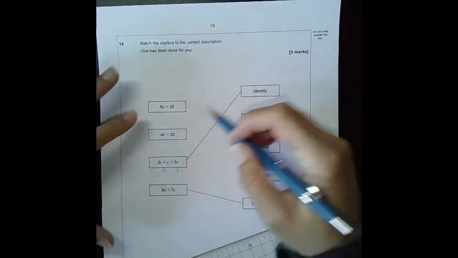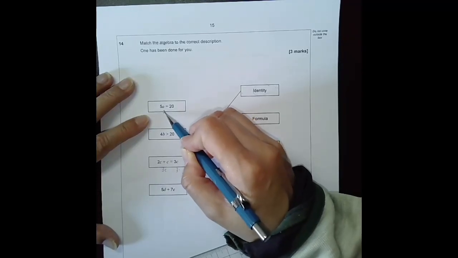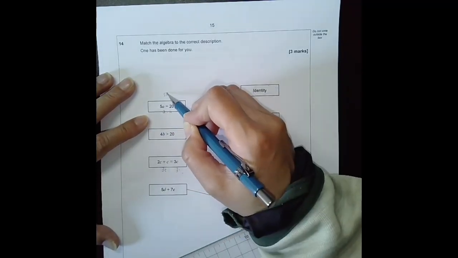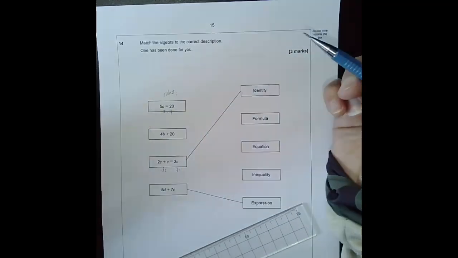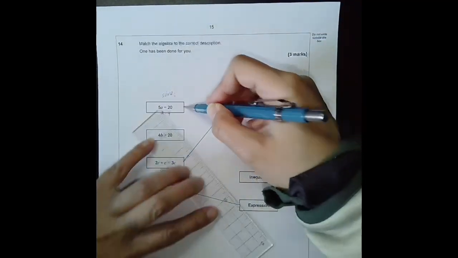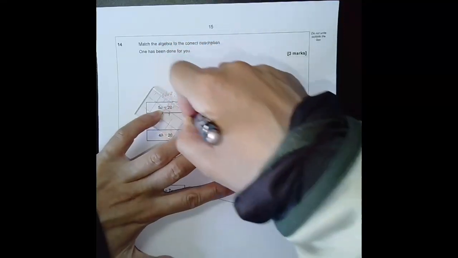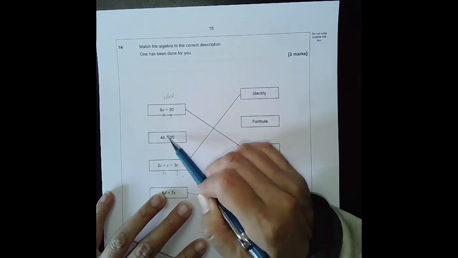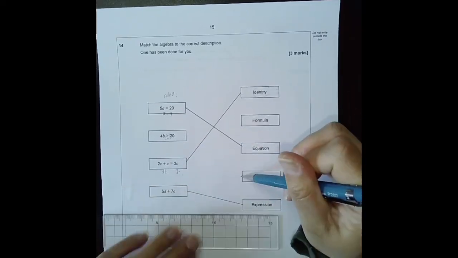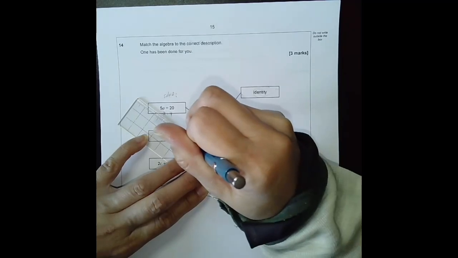All right, next, 5a equals 20, we will be able to solve. When we solve, the variable can only have one or a certain answer, then it is an equation. Then if we have a not equal sign, a bigger or smaller sign there, this is an inequality.